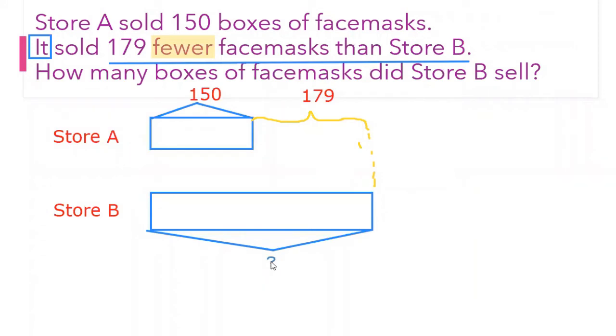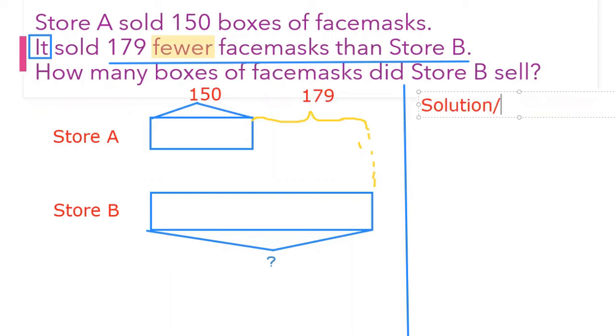All right, now let's start solving. If this is our model, I'll separate this and place here our solution, and of course, our answer. Just by looking at the bar model, we will know that we need to add. We need to add in order for us to get how many boxes of face masks store B sold. So let's add.